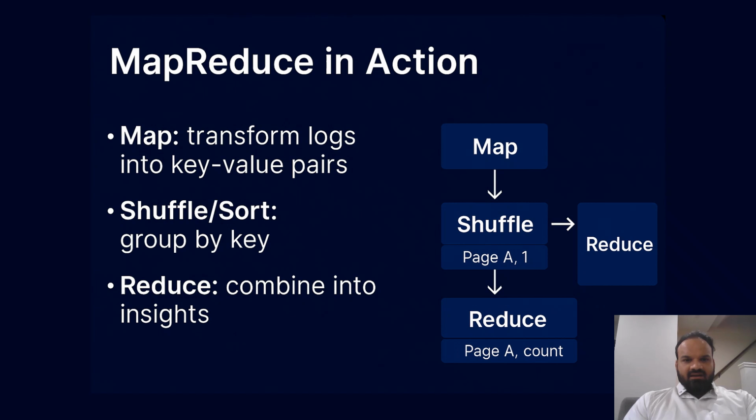YARN is like Hadoop's operating system. The resource manager allocates CPU and memory across the cluster. Node managers monitor individual servers. Each job has an application master that requests resources and coordinates execution. Finally, the actual tasks run inside containers, which are isolated environments that keep jobs efficient and stable.